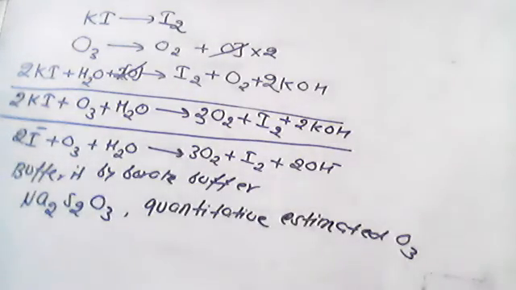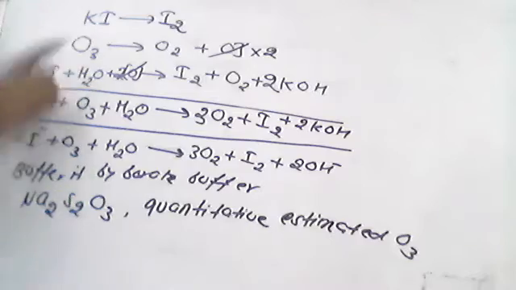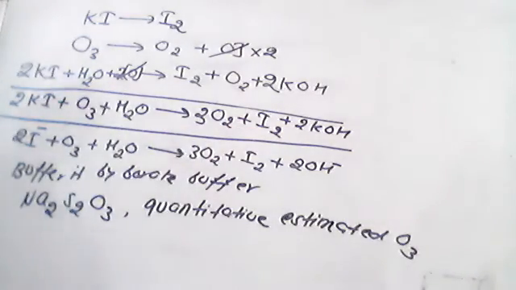So why is this reaction important? Someday they are going to ask in 2 marks, or sometimes in 1 mark: complete the reaction. How can you quantitatively measure the amount of ozone? How can you quantitatively find out the amount of ozone? That is a method with the help of potassium iodide. You do the reaction, iodine you are going to get. This iodine we are going to titrate against sodium thiosulfate solution, and we can estimate the ozone. This reaction is the second important one.